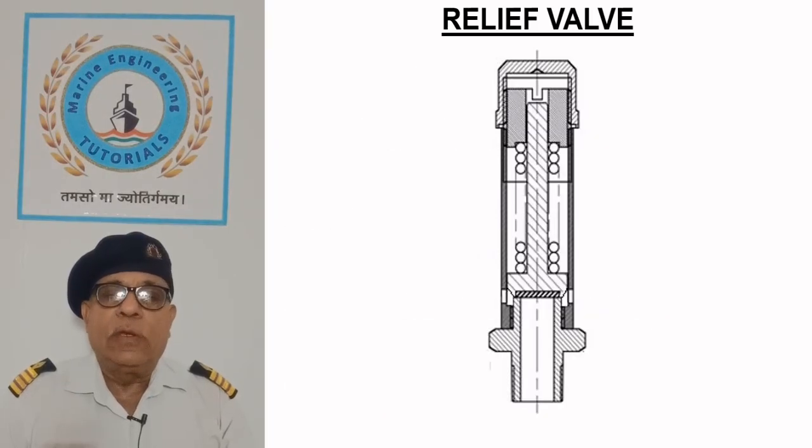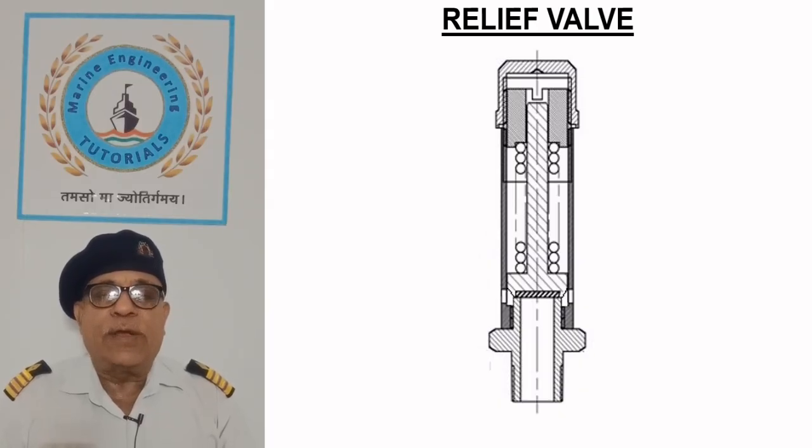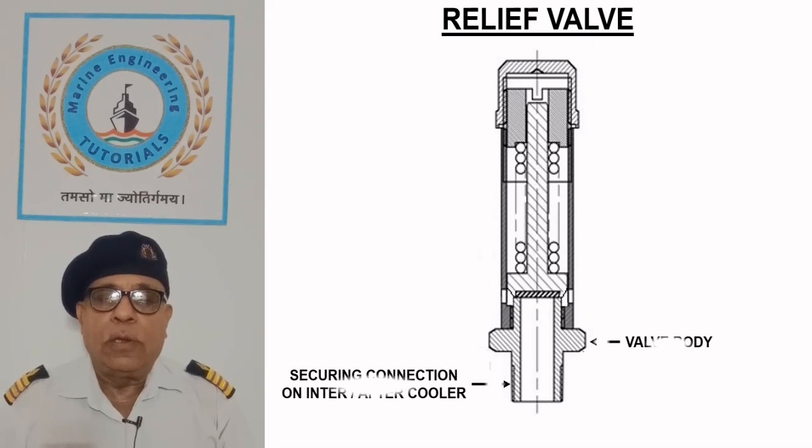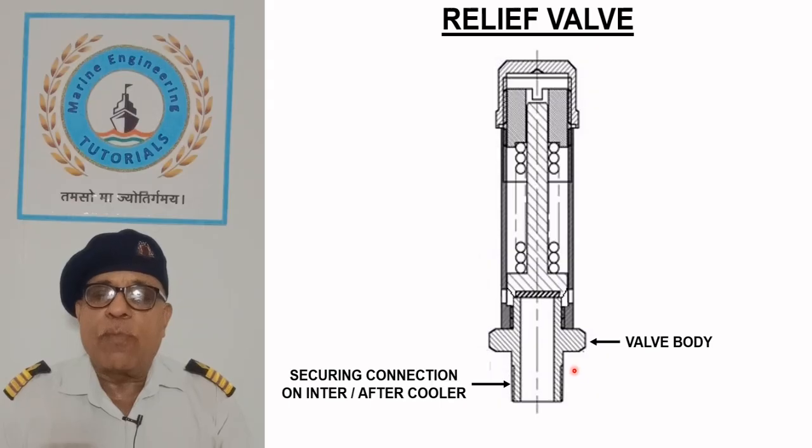Relief valve. The sketch shows the construction of a relief valve which is described below in order of its assembly. Relief valve consists of a valve body having external threads for mounting on inter or outer cooler and provides a passage for high pressure air. On the upper end, it also forms the seat for the valve disc.